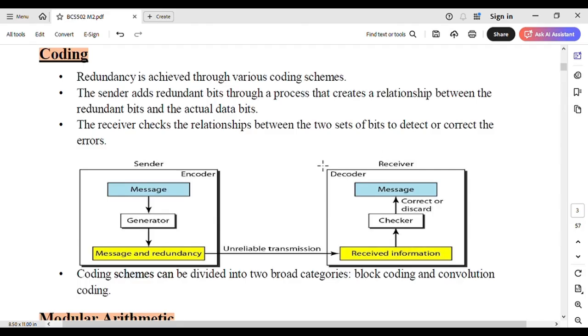Once the receiver has received the data, it applies the reverse operation of the coding and extracts some data. If it matches, then only it is delivered to the next layer, otherwise it will be discarded. So this is the schematic representation of how coding happens.